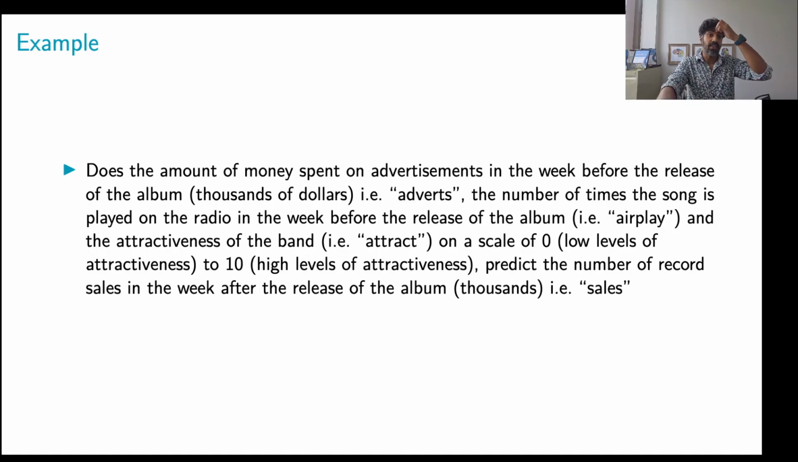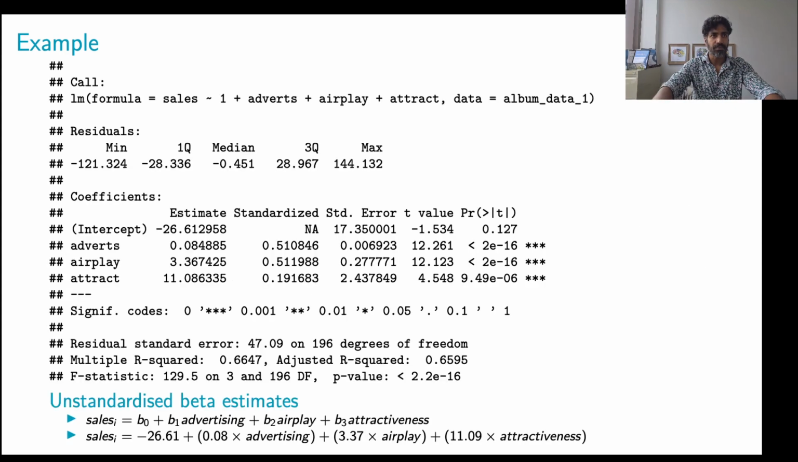So here's the example: does the amount of money spent on advertisements in the week before the release of the album, in thousands of dollars, for example adverts, the number of times the song is played on the radio in the week before the release of the album, which is airplay, and the attractiveness of the band members, on a scale of 0, low levels of attractiveness, to 10, high levels of attractiveness, predict the number of record sales in the week after the release of the album? So we have 3 key variables: airplay, attractiveness, and adverts spent on the advertising. Do they predict the number of sales? That's the example.